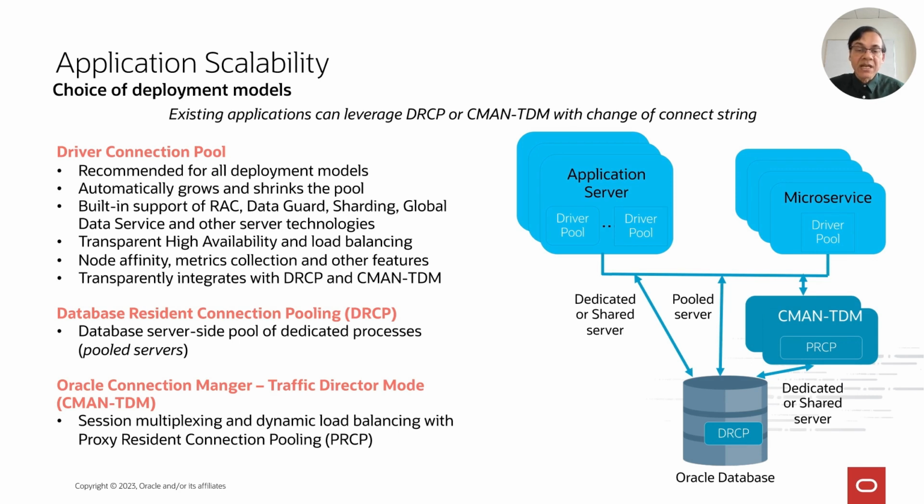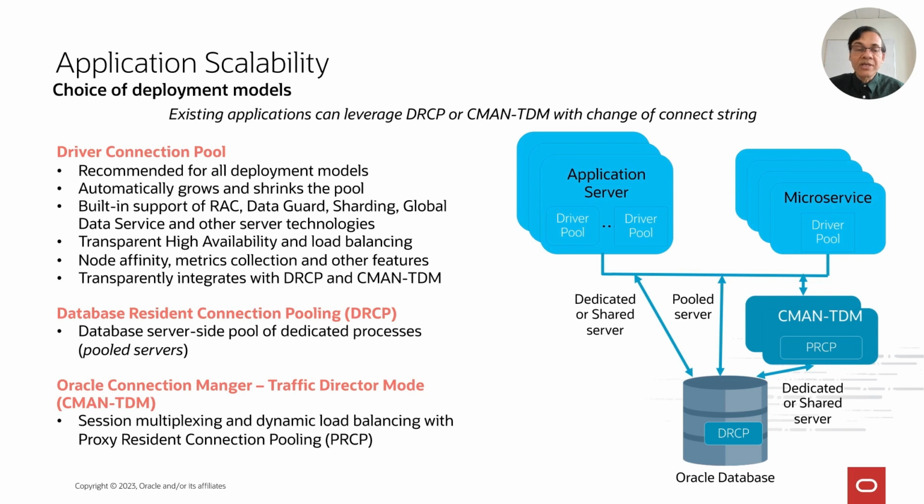One of them is database resident connection pooling, which runs on the server, and it provides a server-side pool of dedicated processes called pool servers. The application can basically change the connect string to use the pool server. And in that case, the pool server is only allocated to the application when the application needs it. When the application does not need it, the pool server is used by other components and other applications, though the driver pool thinks that the connection is still active and the network connection is still maintained.